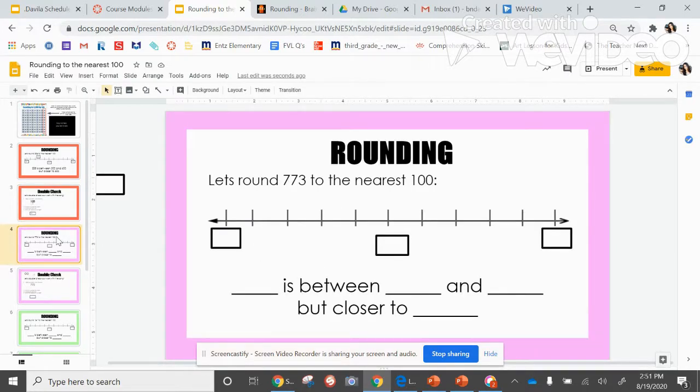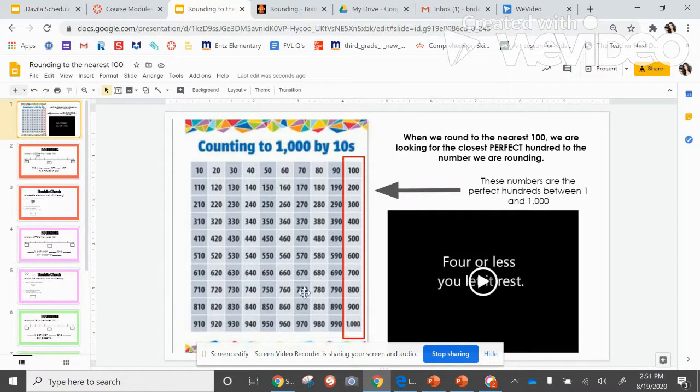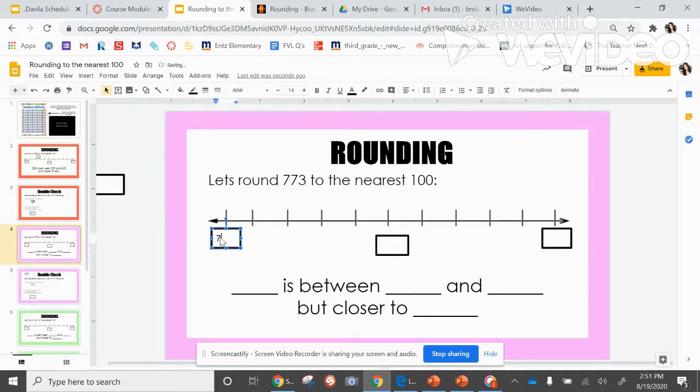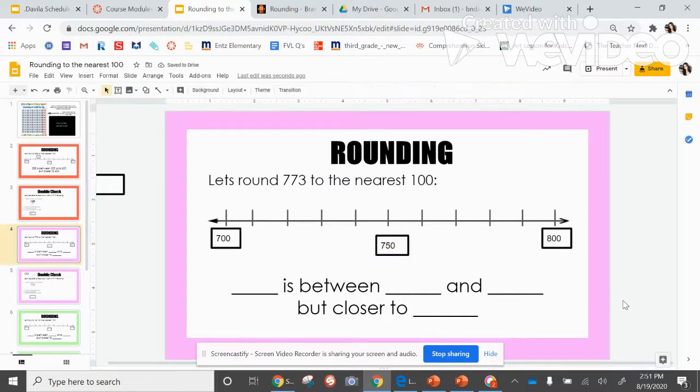We are going to round 773 to the nearest 100. My first job is to see what two hundreds 773 is surrounded by. So I know that 773 is close to 770. If I look right here at 770, the 100 before is 700 and the 100 after is 800. So I'm going to type that in here. It's in between 700 and 800, and halfway between hundreds is 50. So this will be 750, and that's the midway point.